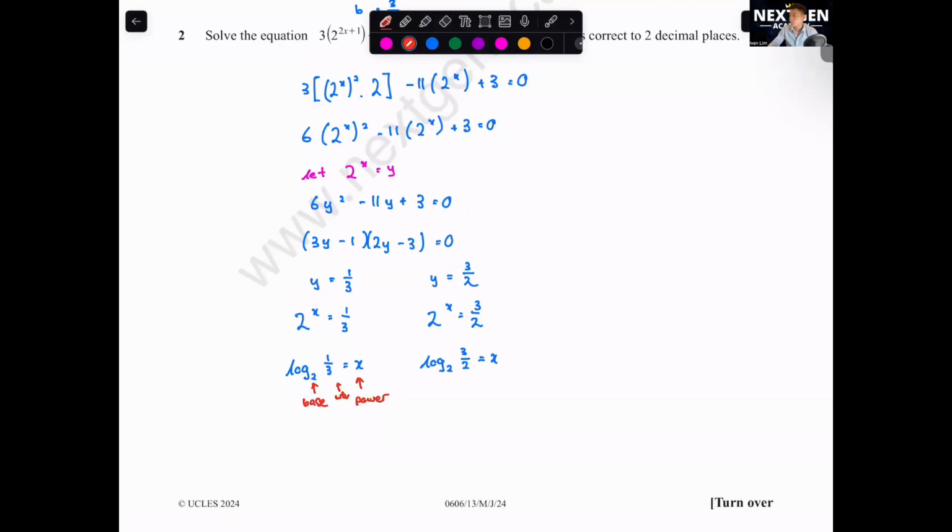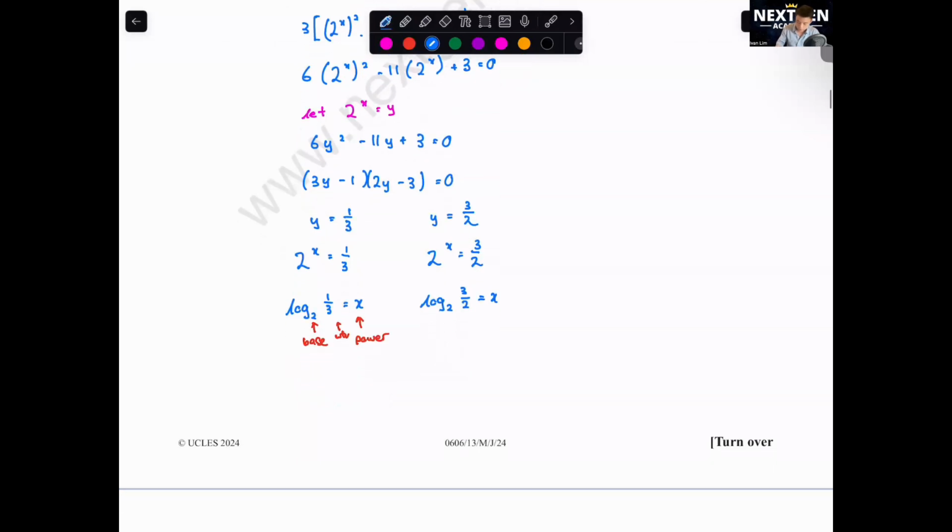Can you type this whole thing into the calculator? Log base 2 of 1 over 3, log base 2 of 3 over 2. If you are using the 570EX, you can calculate it straight away. If you are using the older calculator, you need to convert this into log 10 of 1 over 3, then log 10 of 2. The older calculator cannot change the base. The final answer will be negative 1.58, and x equals 0.58.